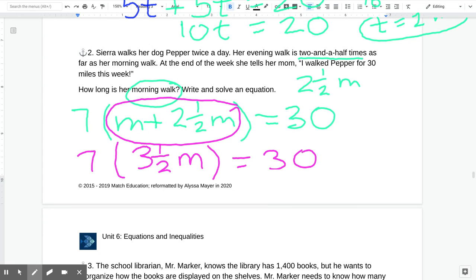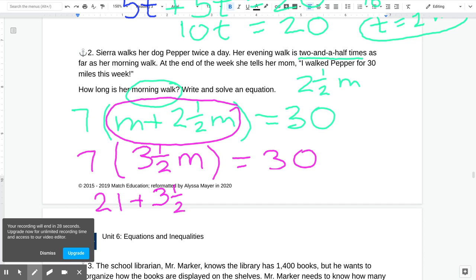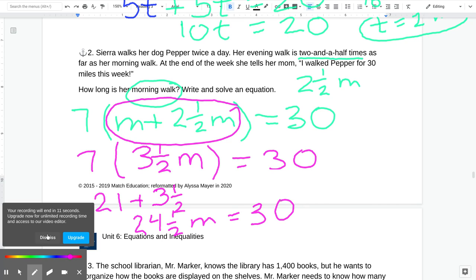Okay, so now I can just multiply here. I could have also done it with the distributive property, and it should give me the same answer there. So I have 7 times 3.5, which is equal to 24.5. So 24.5M equals 30. And then I'm running out of time here, but I can divide each side by 24.5 to come up with the answer of M.